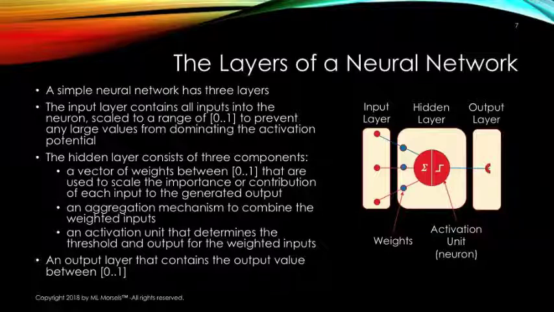The second component of the hidden layer is an aggregation mechanism. This aggregator takes the scaled value of each input and usually sums them to produce a combined input to the neuron. The third component of the hidden layer is the activation unit or activation function. This piece compares the input to a threshold value to determine if the neuron should fire and to what degree it should fire. The final component of the artificial neuron is the output layer. In most simple neurons, the output of the neuron produces a value between 0 and 1.